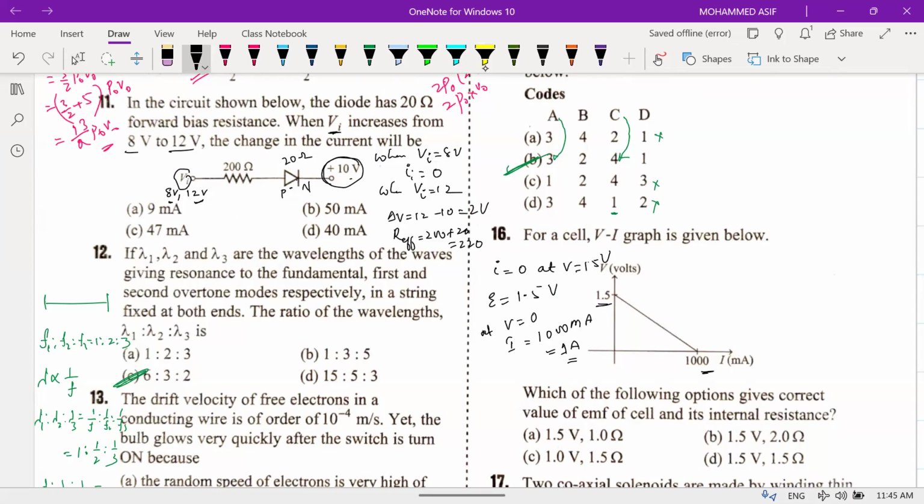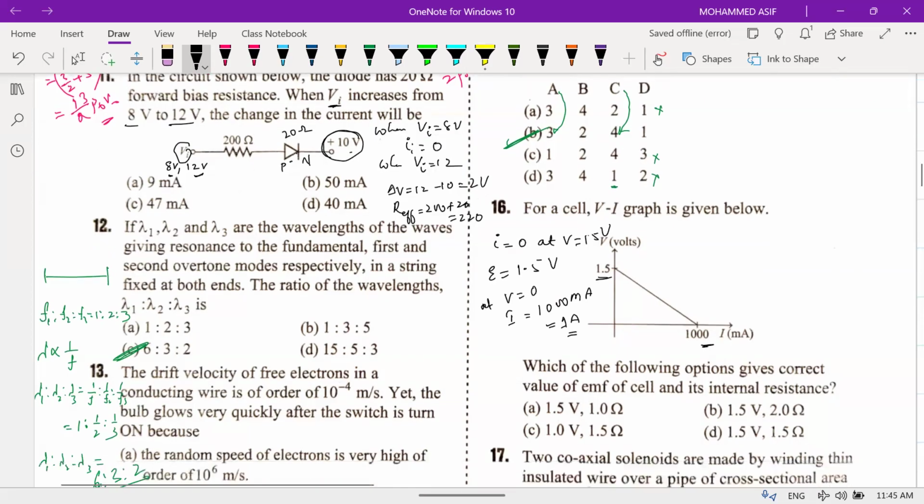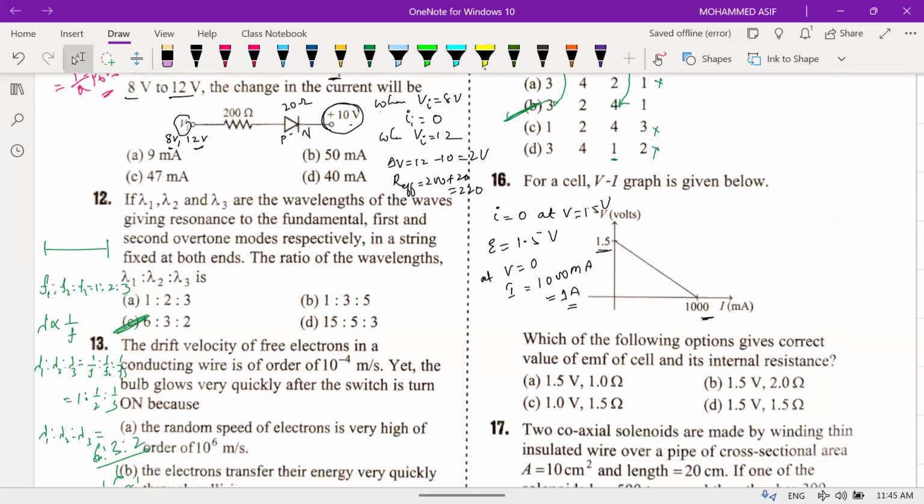Isn't it? Now, when I know the EMF and when I know the current, can I calculate the internal resistance for the given cell? Which of the following options give the correct value of EMF of this cell and internal resistance? EMF I already got, 1.5. 1.5 is in three options, so C is not possible. A, B, and D must be the answer.